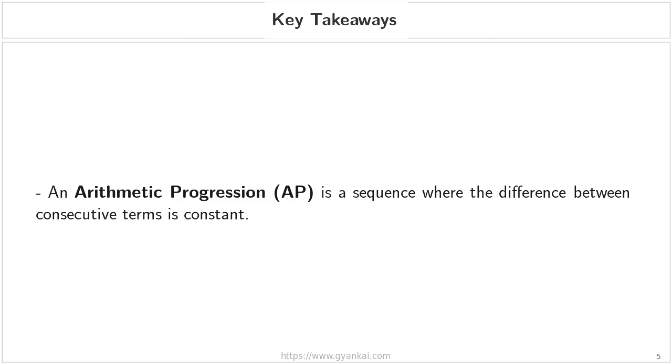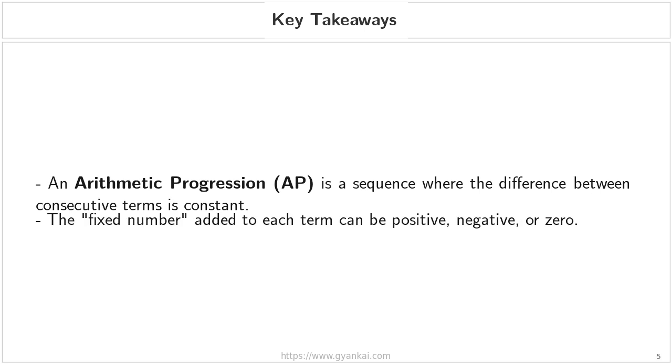Key takeaways. First and foremost, remember that an arithmetic progression, or AP, is defined by a sequence where the difference between any two consecutive terms remains constant. This is the core rule you must always look for.